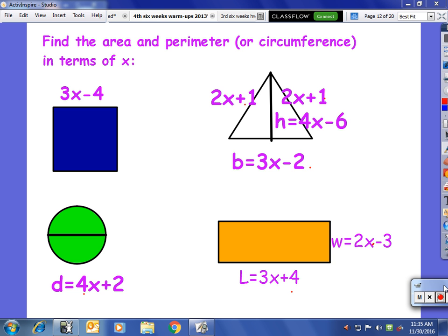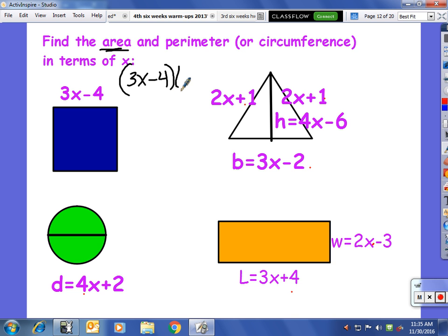This is the opposite of factoring. You're going to take the binomials and multiply them. Area always involves multiplying. Side times side, length times width, base times height, radius times radius. So the area of this square would be side times side.